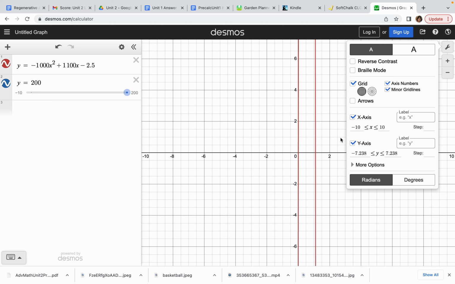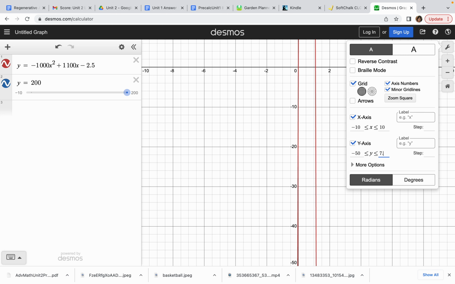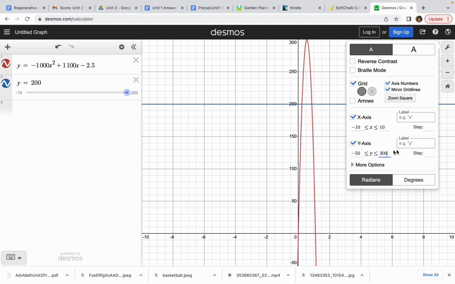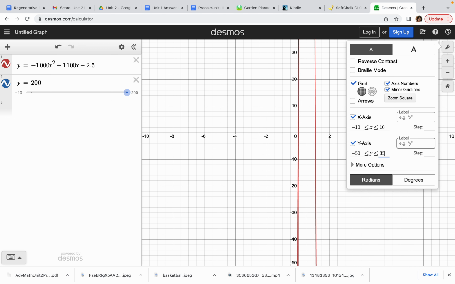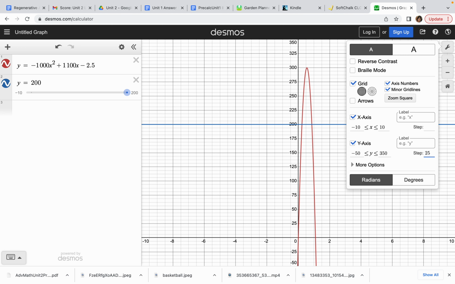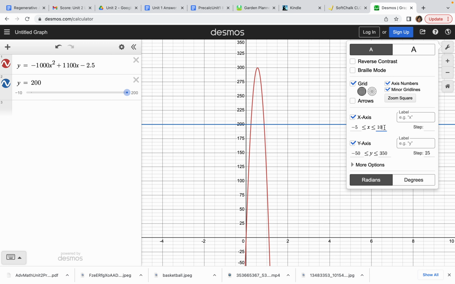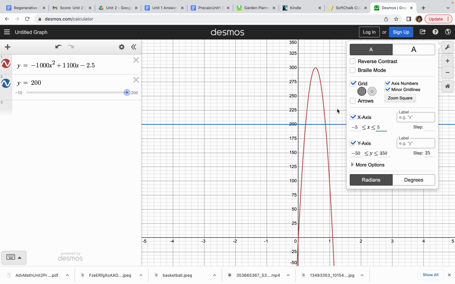Now I can see that my x is enough to see between negative 10 and 10, so I don't need to change that, but y, I want y to go all the way up here to 200, so maybe we make it something like negative 50 to 300. Oh, almost to the top, so let's go 350, and let's make our step be 25. And now we can see the whole graph, and maybe we don't really need so much x, negative 5 to 5, and that gives us a pretty good view of this function.